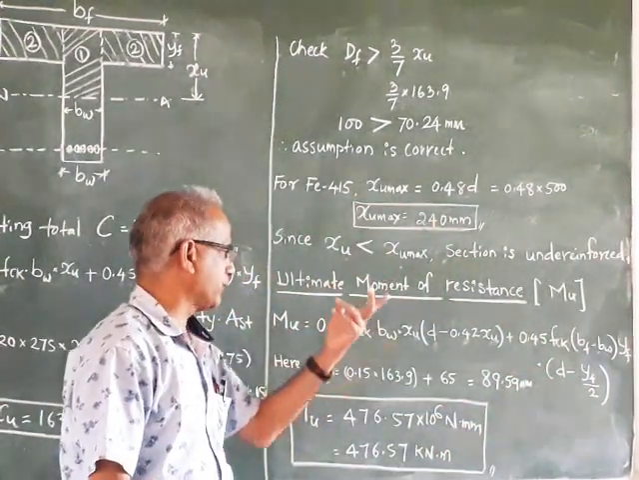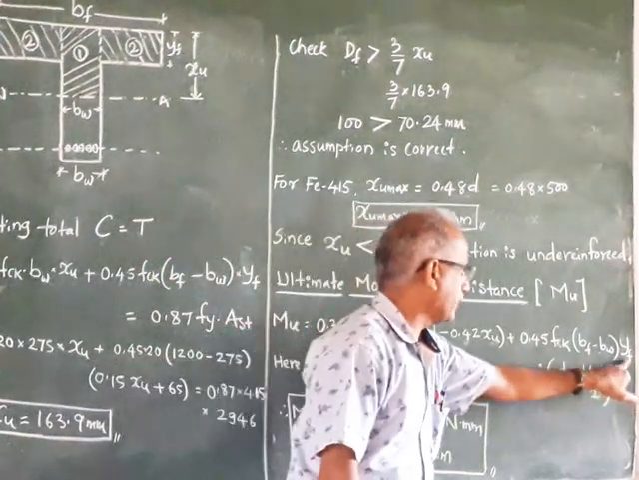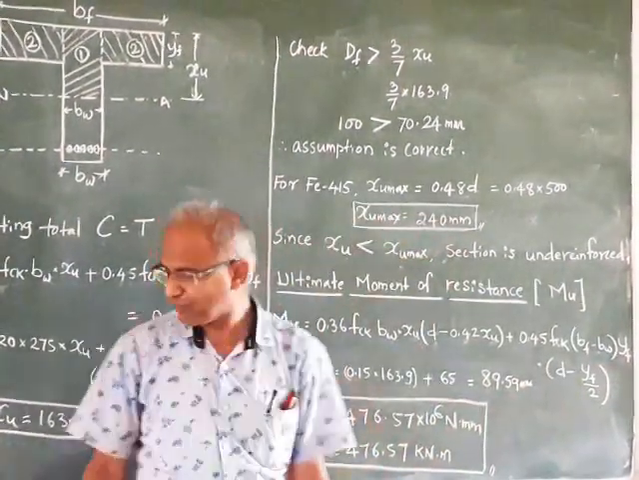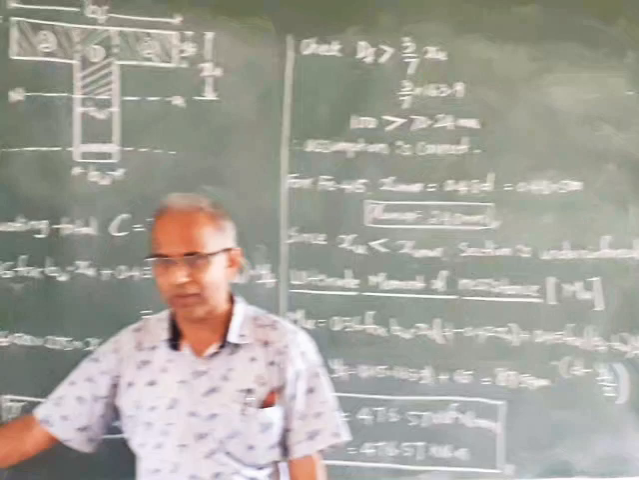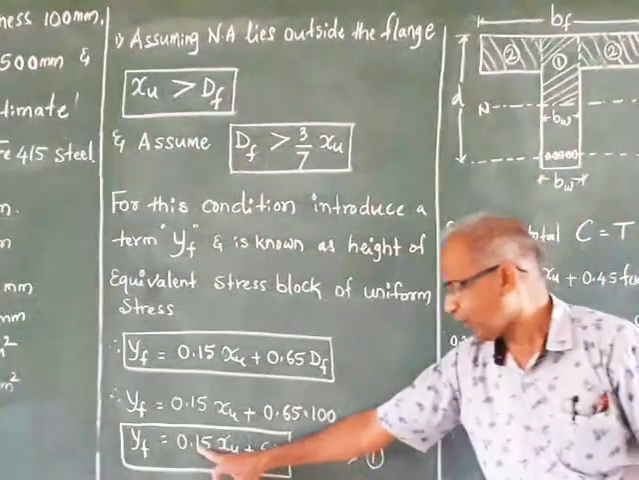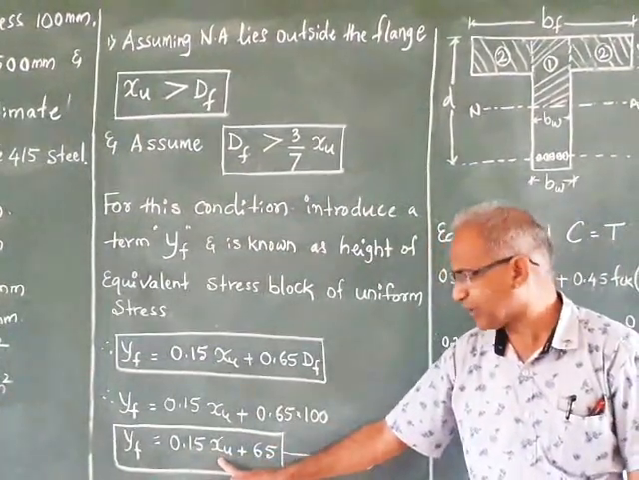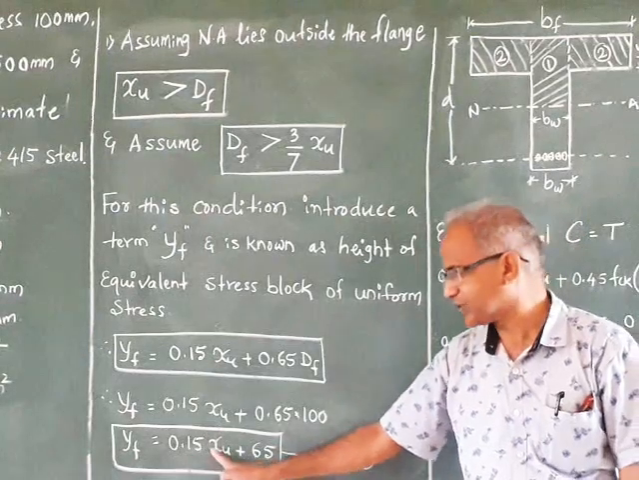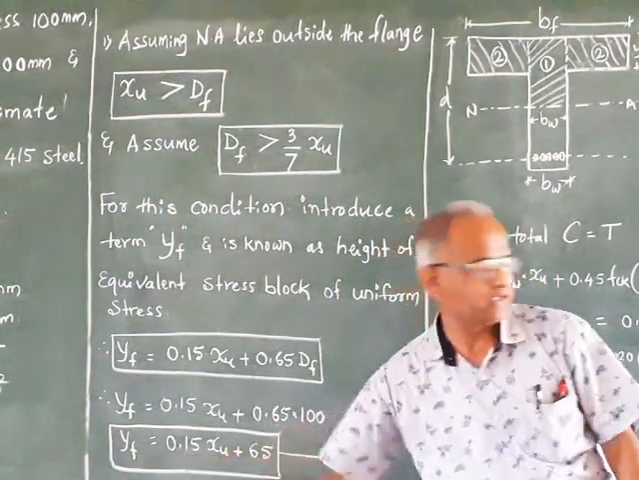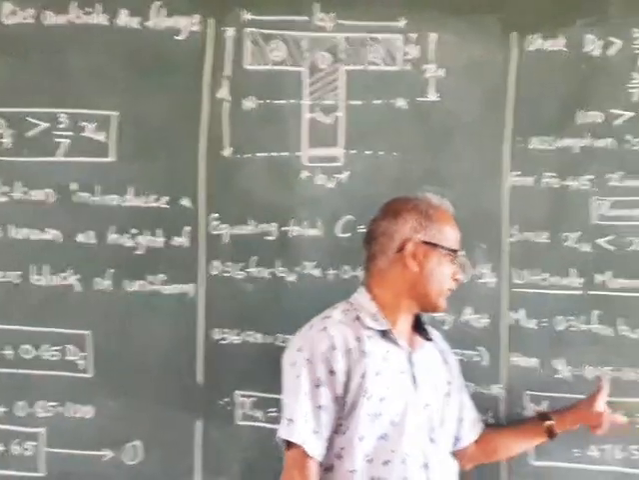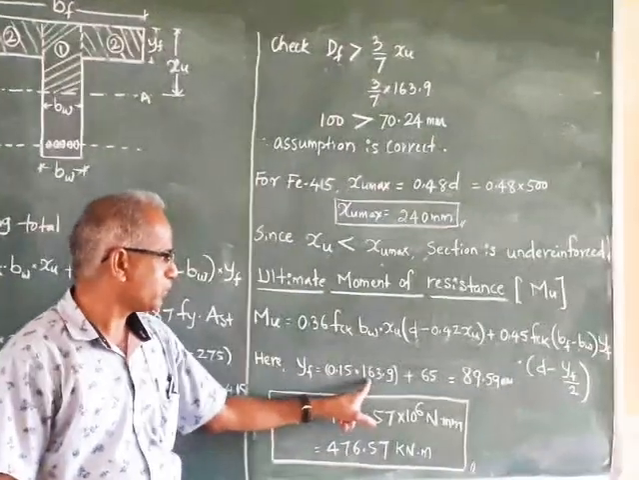So substitute all the values. Now yf again you have to calculate from equation 1, which we have written, that is 0.15 xu. Now we have calculated the xu value. Substitute this xu and finally you can calculate this yf, so yf is equal to 0.15 into xu.